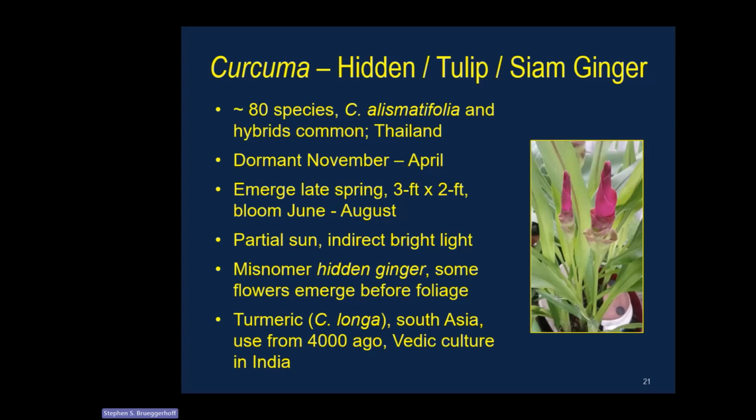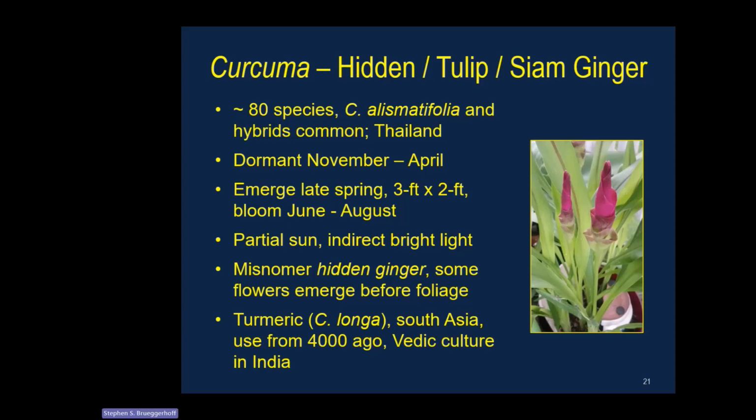It's a tulip ginger. The genus is Curcuma. There's determined to be approximately 80 species. The ones that we'll commonly see are the species Alismatifolia, which is very common, and hybrids from Alismatifolia. They come from Thailand. These plants will go dormant November through April.